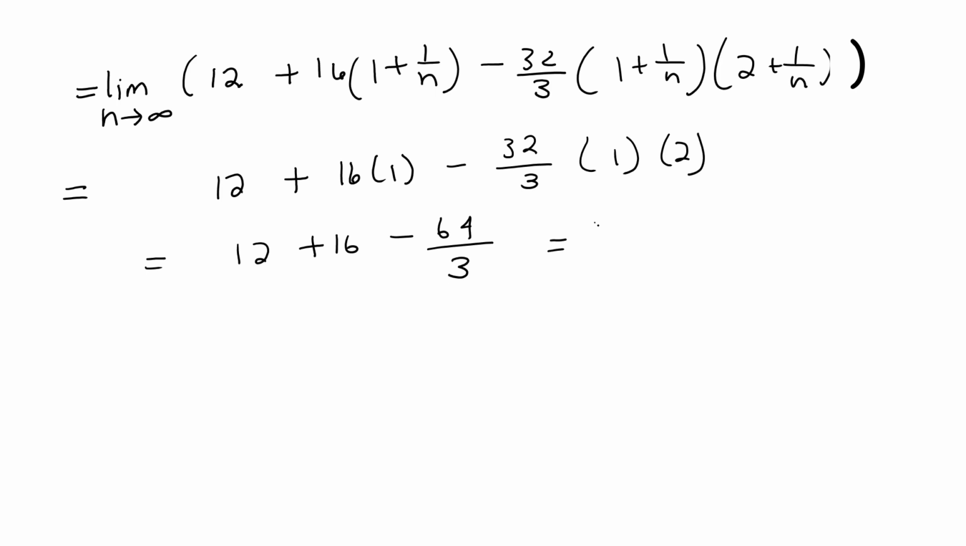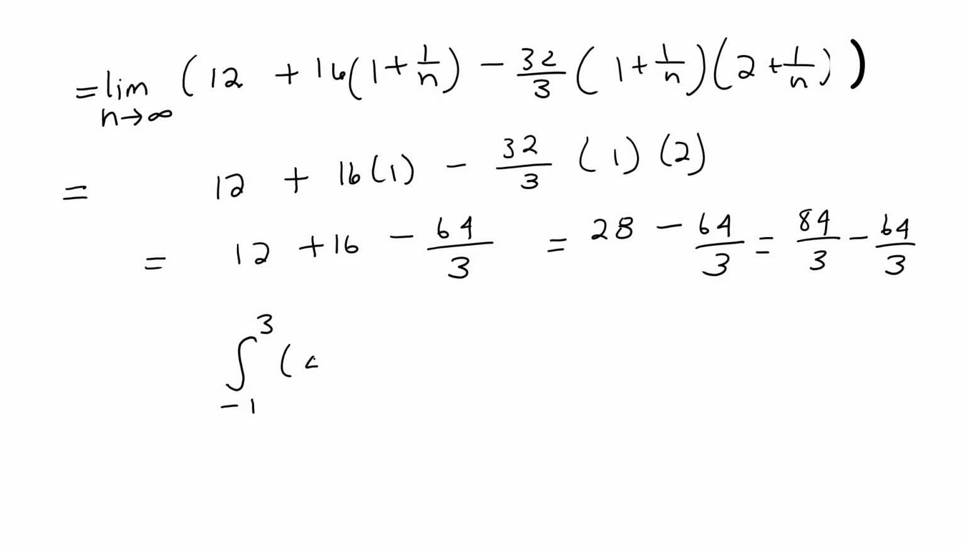12 plus 16, that's 28 minus 64 thirds. We'll get a common denominator of 3 and write 28 as 84 thirds minus 64 thirds. That difference gives us the integral from -1 to 3 of 4 minus x squared dx. That is equal to 20 thirds units squared.